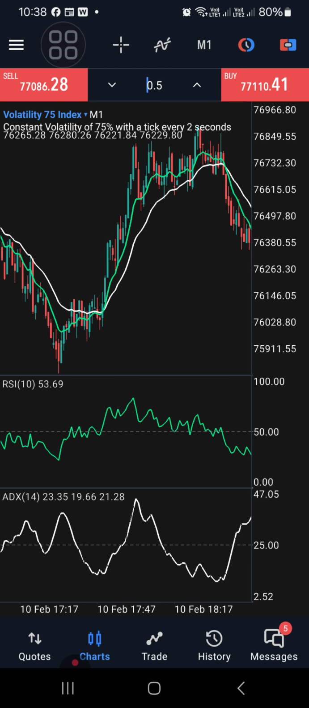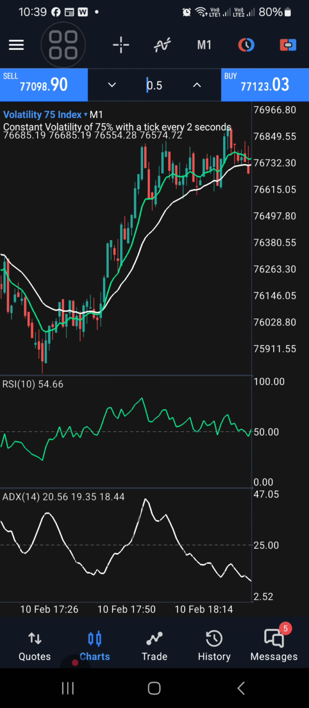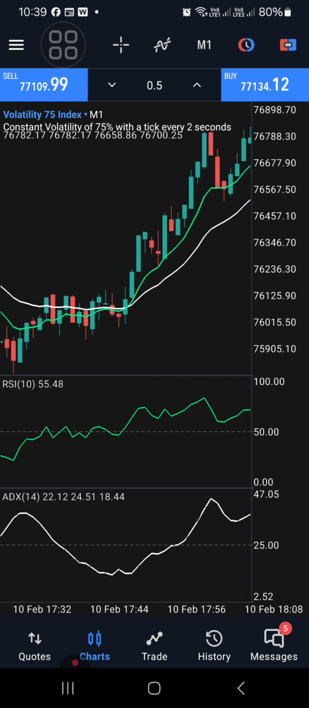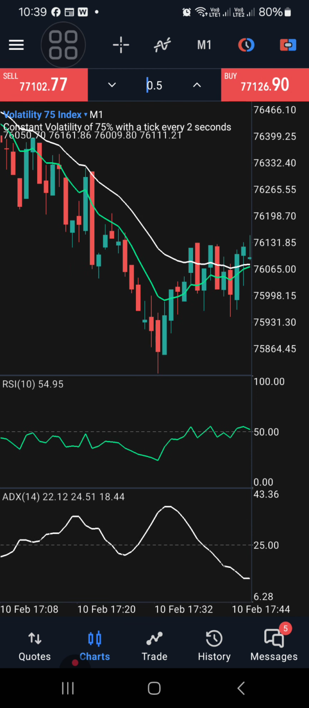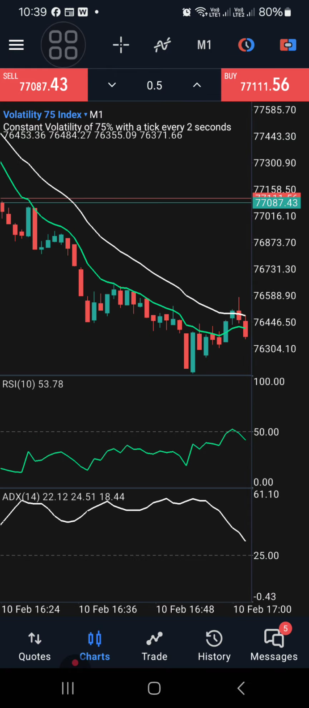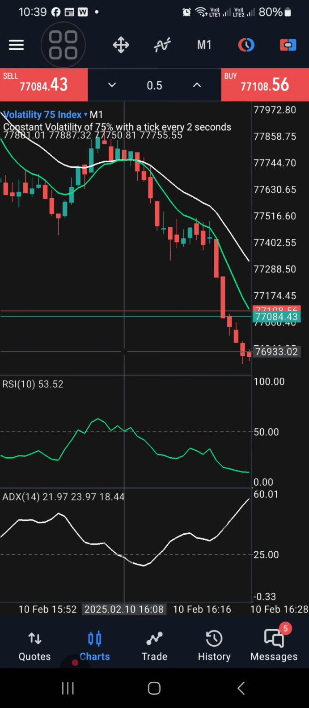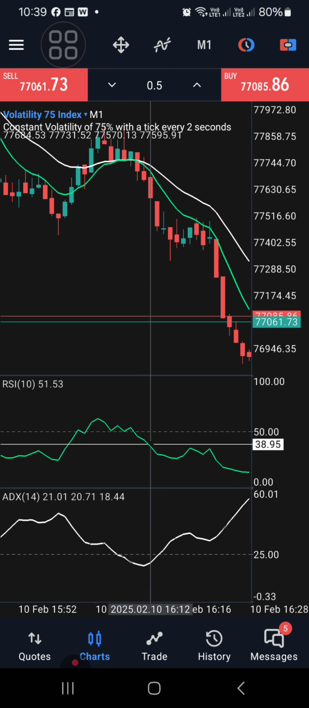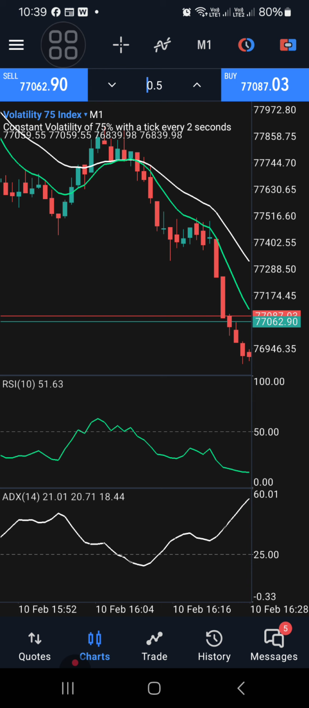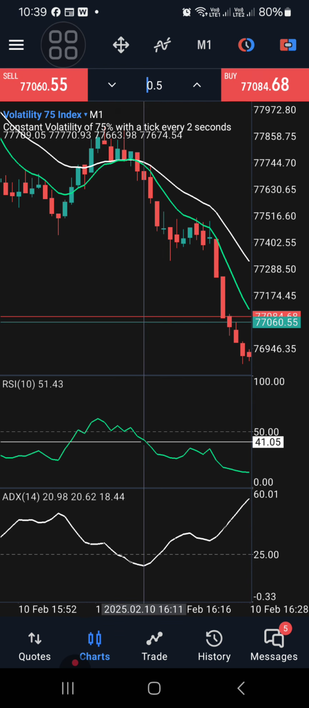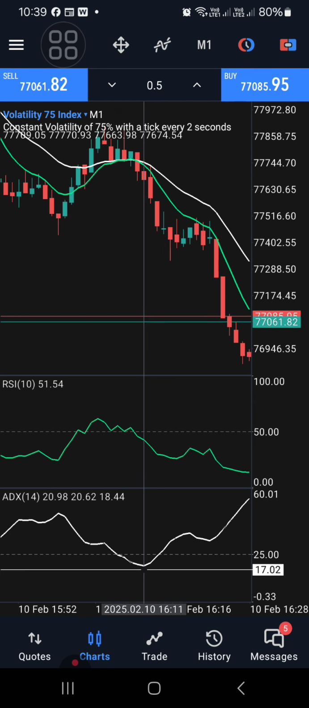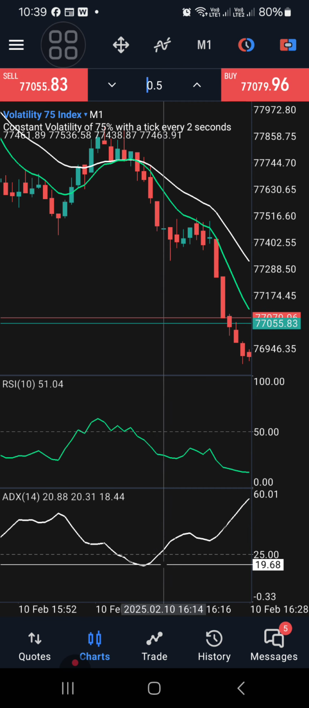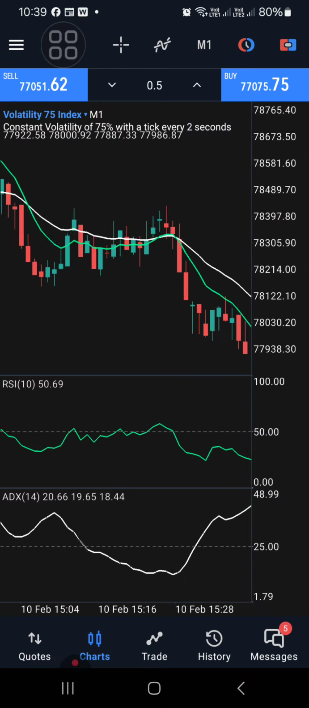So let's quickly look at how we can buy using this particular strategy. So we have the rules. The first rule is this: the RSI here on the indicator window needs to be above the 50 level. Then we need to wait for the ADX here to go above level 25. So those are the rules. Then we wait for a crossover.